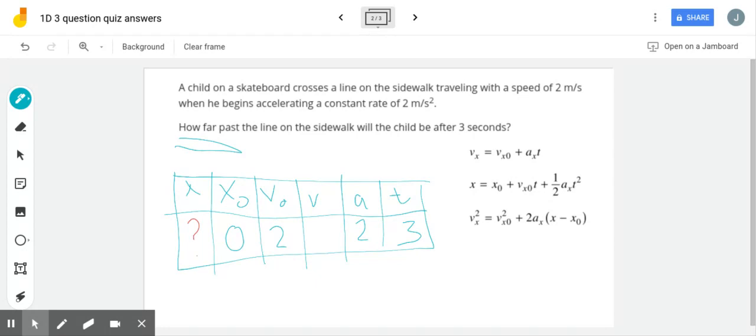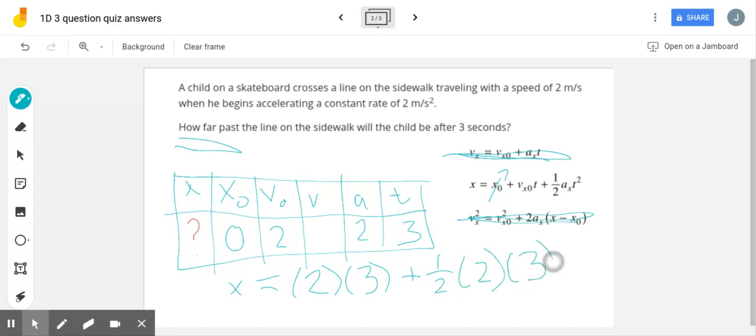So I'm going to choose my formula again. I'm going to eliminate anything that has v in it. So this top one I'm going to eliminate, and the bottom one. So I'm going to use that middle one. So I'm going to say x equals, okay, x naught is 0, so we're going to get rid of that. V naught times t, which is 2 times 3, plus 1/2 a t squared. A is 2, and t is 3. So we've got 6 plus 1/2 and 2, those cross out. So we just get 6 plus 9. That's 15 meters. That's our x.